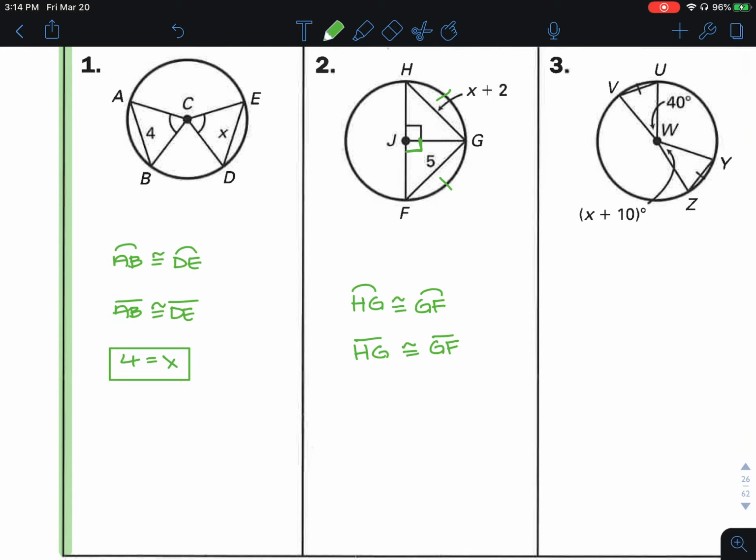Again, note that my arcs are labeled with that curved line on top, and my segments are labeled with a straight line on top of my letters, just like this one and this one. Okay, let's start plugging in stuff. So HG I know is x plus 2, which equals GF, which is 5. Well, I want x by itself. Right now I don't have x by itself, so I've got to get it by itself. How do I do that? Well, I subtract 2 on both sides. I get x to be 3.